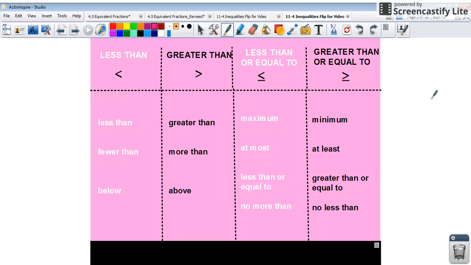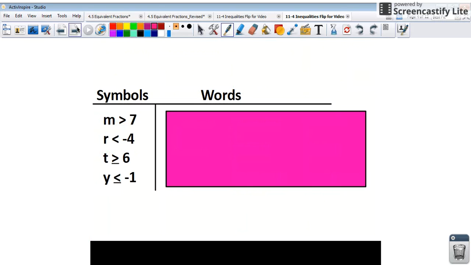For less than or equal to, these are the ones that are probably going to be the hardest ones for you to remember. We have maximum, at most, less than or equal to, or no more than. For greater than or equal to, you're going to hear the words minimum, at least, that's a big one, you want to know that. Greater than or equal to, or no less than. Okay, so you really want to pay attention to the last two columns because those are the two that you're most unfamiliar with.